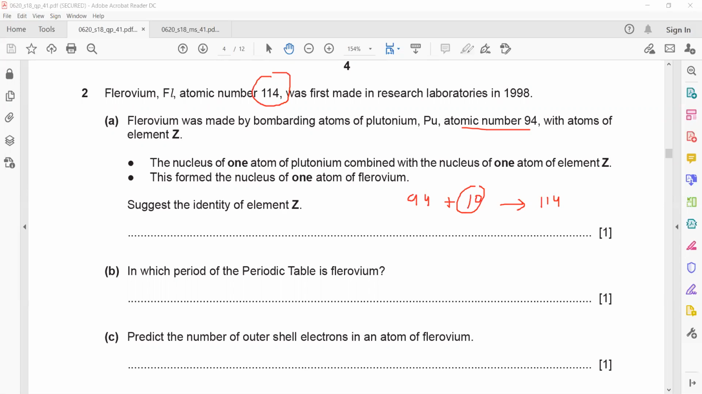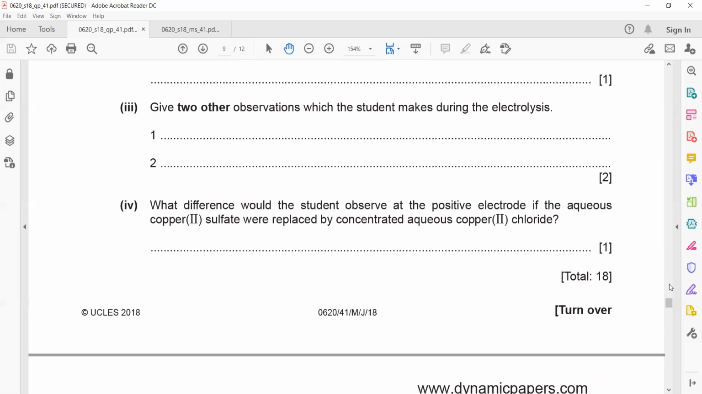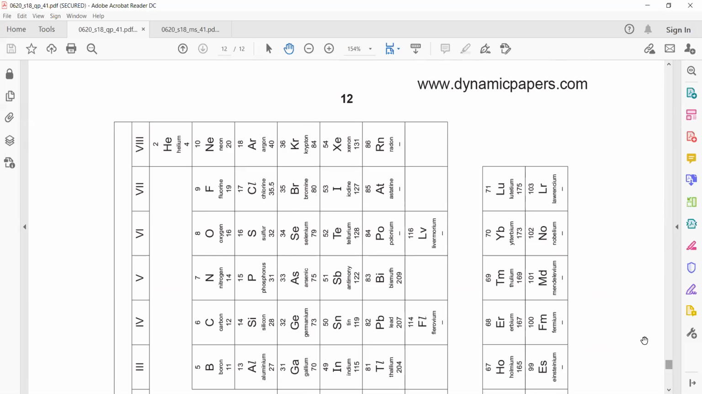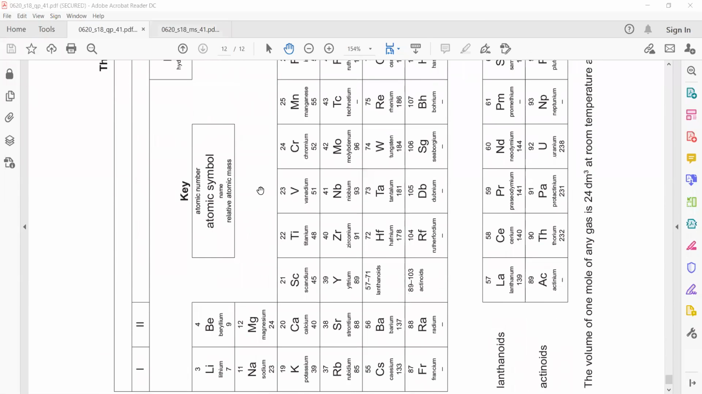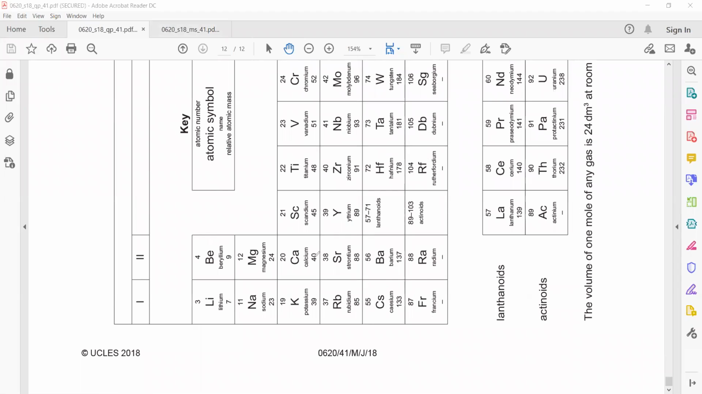So which element has 10 protons in the nucleus when you go through the periodic table? Atomic number 10 is neon. Calcium has atomic number 20. Neon is atomic number 10. This is the atomic number, and this one is the atomic mass. When you check calcium, you will find it belongs to group 2, having atomic number 20.